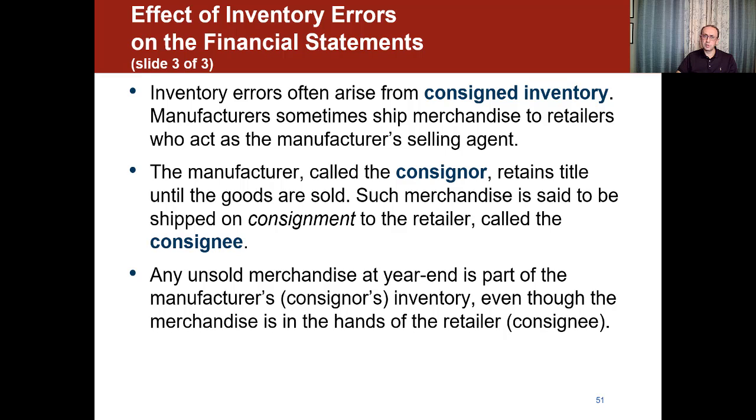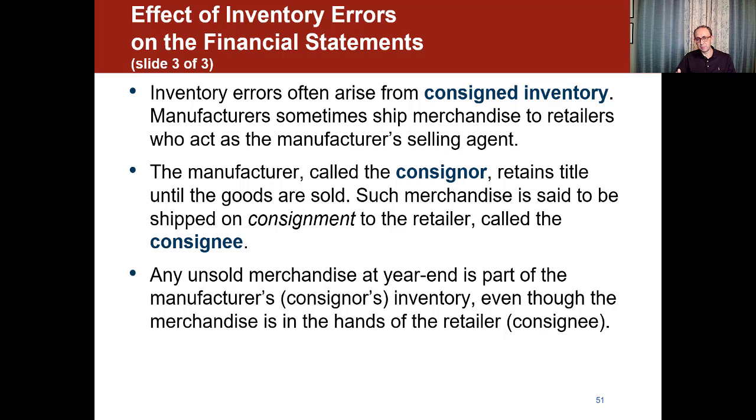Inventory errors often arise from consigned inventory. Manufacturers sometimes ship merchandise to retailers who act as the manufacturer's selling agent. The manufacturer, called the consignor, retains title until the goods are sold. Such merchandise is said to be shipped on consignment to the retailer, which is called the consignee. Any unsold merchandise at year end is part of the manufacturer's, or the consignor's, inventory, even though the merchandise is in the hands of the retailer, which is the consignee.